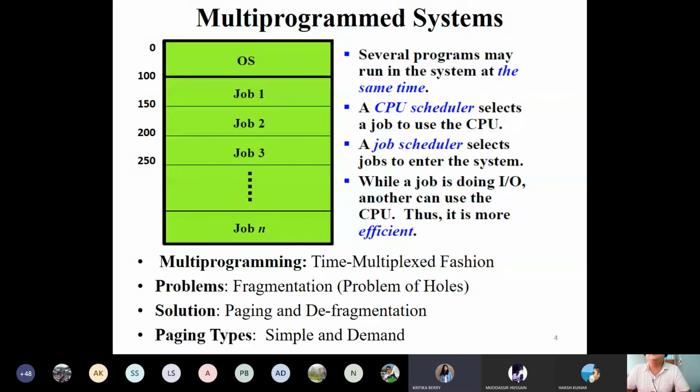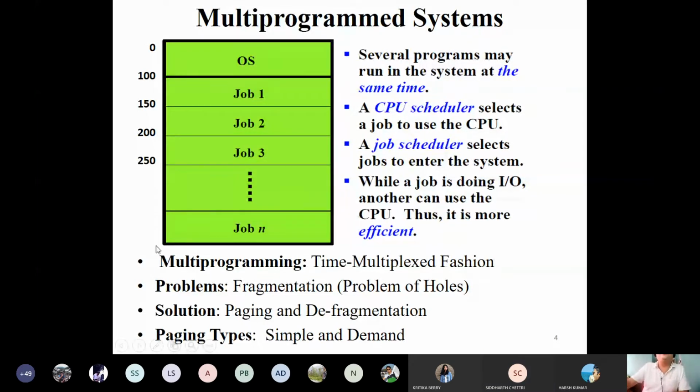Sir, on fragmentation, the problem of holes. Okay. Have you understood the example? Example means how holes are created. Sir, can you repeat that once? How holes are created? Fine. Thank you.